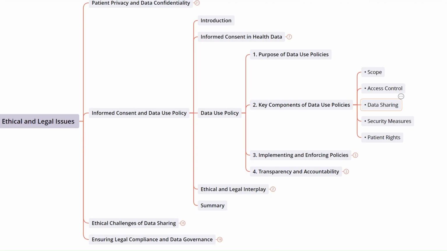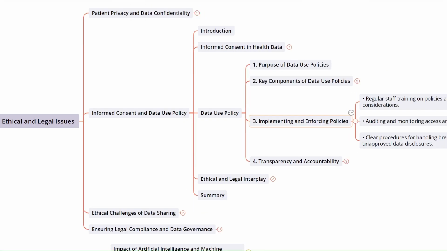Next, data sharing. This includes conditions under which data can be shared with third parties. Next, security measures. These are protocols for protecting data confidentiality and integrity. Next, patient rights, such as rights to access, amend, and control their data.